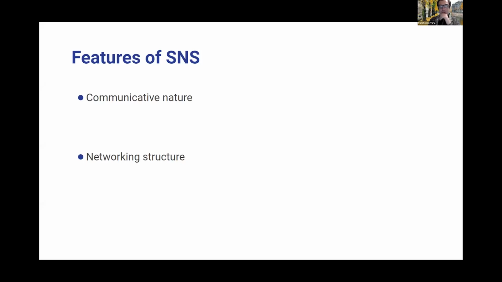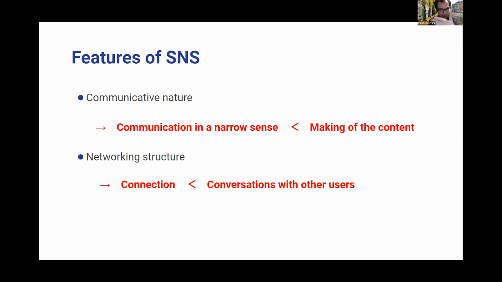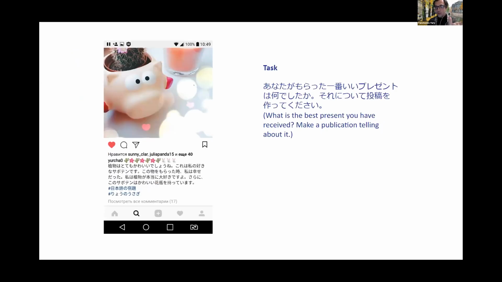Actually, I think that first of all I'll make some theoretical comments, and then I'll speak about the cases of our projects. I think that the SNS services possess two intrinsic elements. They have a communicative nature and they have a networking structure. And sometimes when we ask our students to make digital content on the social network, we limit ourselves to tasks, as can be seen on this slide, where we ask them just to make a publication, and that's all.